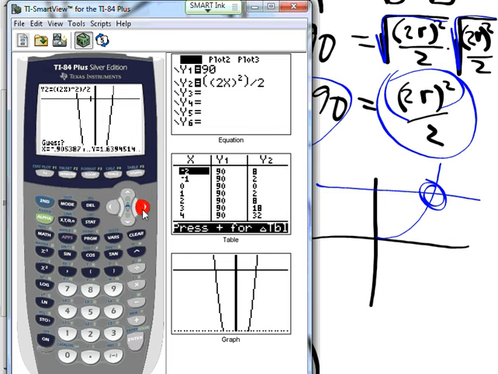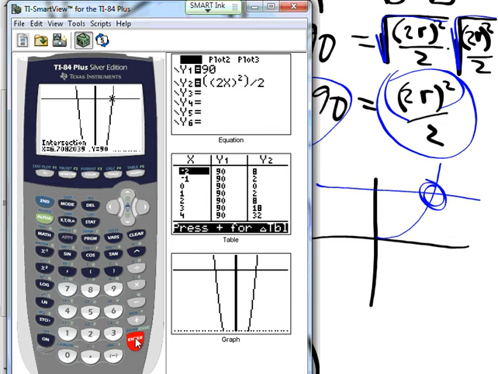And then I'm going to make sure that I'm to the right here by that one. There we go, good enough. Enter. There we go, 6.7. X is 6.7, Y is 90.